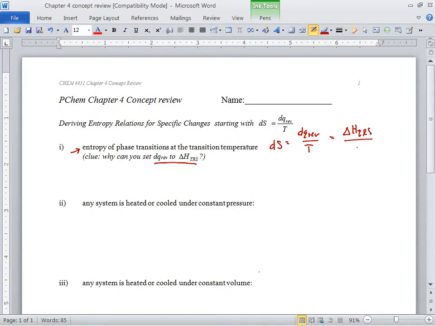TRS probably stands for what? Transition, right? So transition, you're melting, you're freezing, you're boiling. The enthalpy, like enthalpy of vaporization, enthalpy of fusion. So delta S is really the enthalpy of the transition all over the temperature of that transition. Not so bad. But why can you do this?